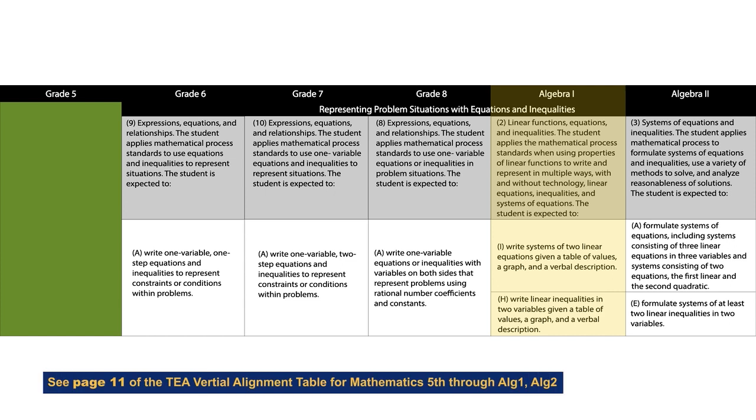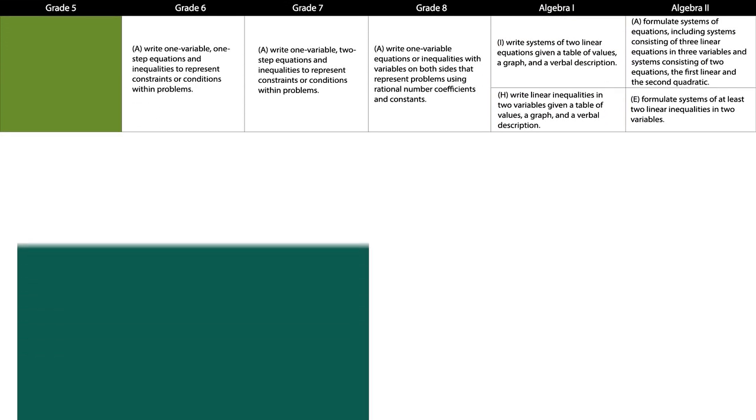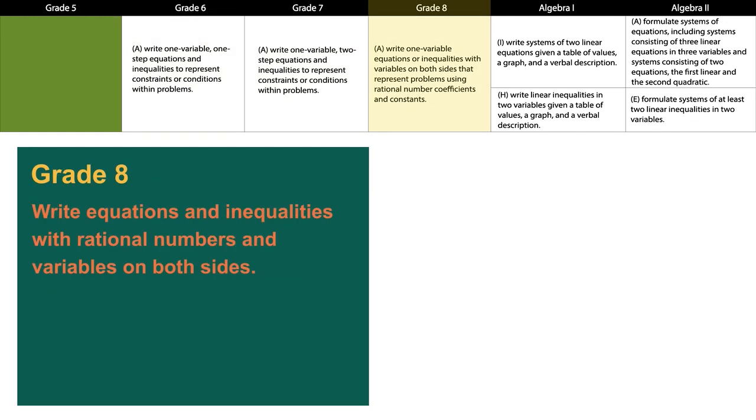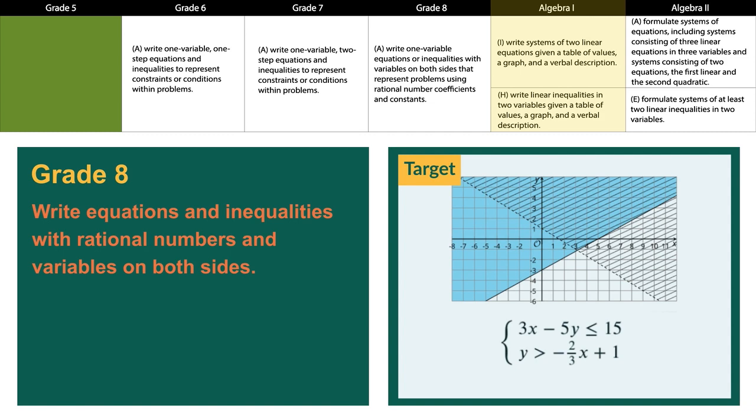Students wrote equations and inequalities that represented certain conditions and constraints with increasing levels of complexity starting in 6th grade. By 8th grade, they write equations and inequalities with rational numbers and variables on both sides. This is the basis for writing systems of equations and inequalities in Algebra 1.